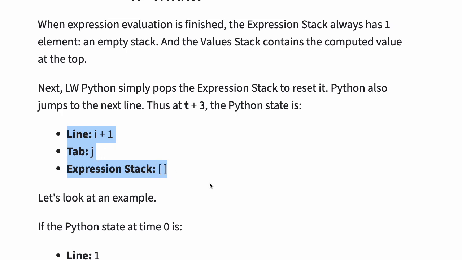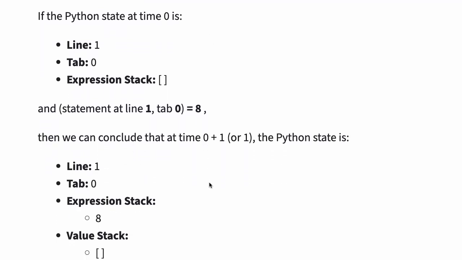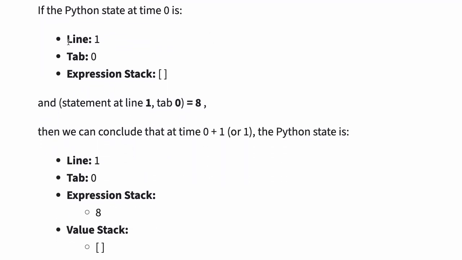Let's look at an example. If the Python state at time 0 is line is 1, tab is 0, and expression stack is empty, and the statement at line 1, tab 0 is 8, then we can conclude that at time 0 plus 1, or 1, the Python state is as follows. Line is still 1, tab is 0, expression stack has the expression, and value stack is a stack with one empty stack.